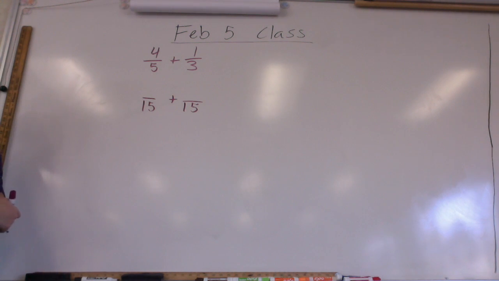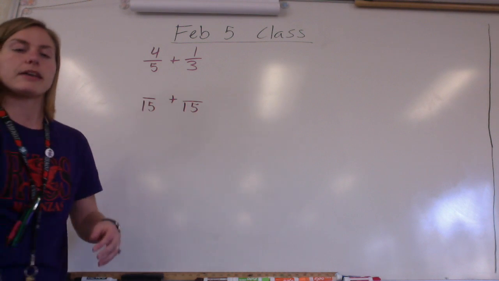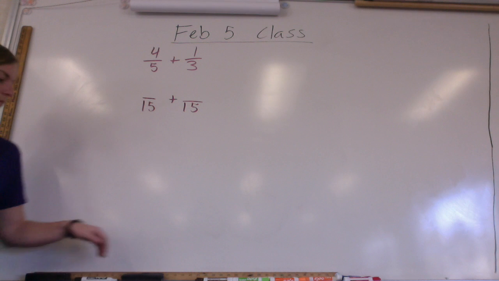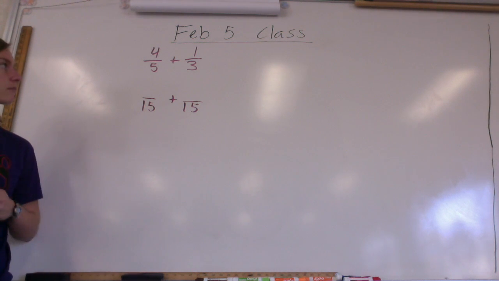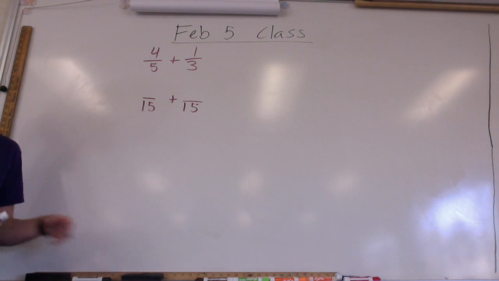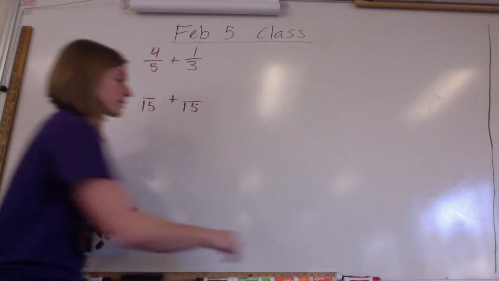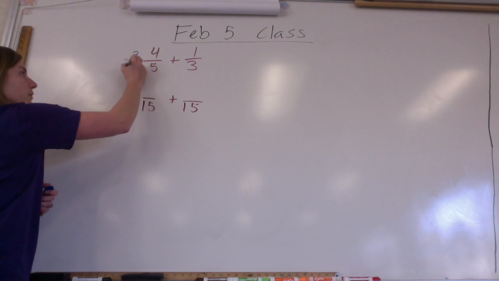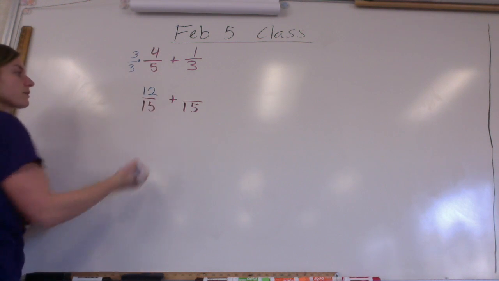So how do I turn 4/5 into having a denominator of 15? Since you're multiplying 5 by 3 to get 15, you do the same thing to the top. We do the same thing top and bottom. So I'm going to be multiplying top and bottom by 3 over 3. So that's going to get me my 12.